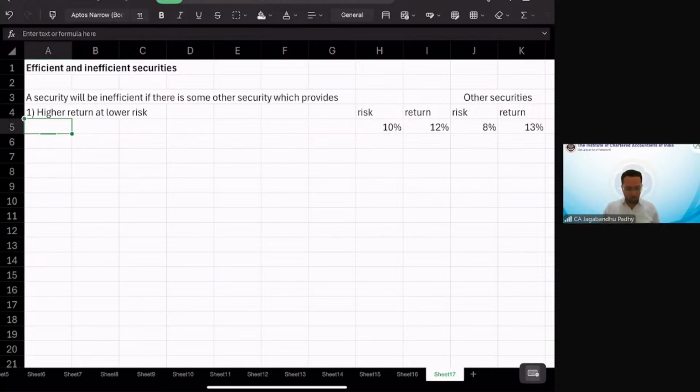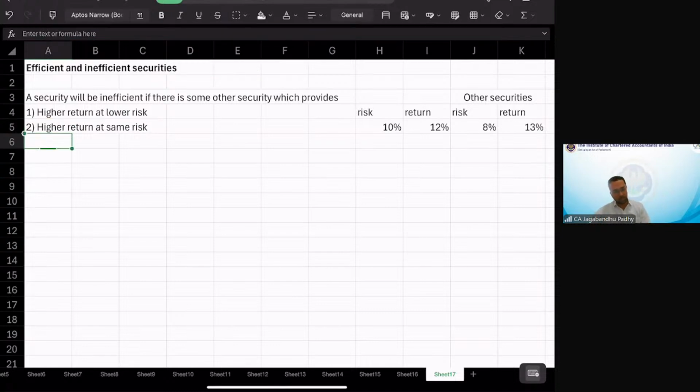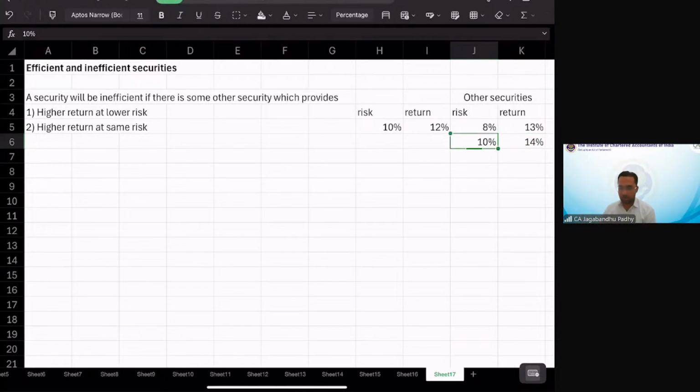Now, one more way by which we can say that the given security is inefficient: if there is some other security which provides you higher return at the same risk. For example, if there is another security having the same risk of 10%, but it gives you a return of, let's say 14%, would you be invested in the original security?